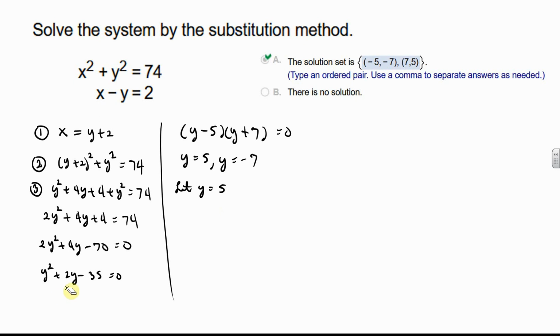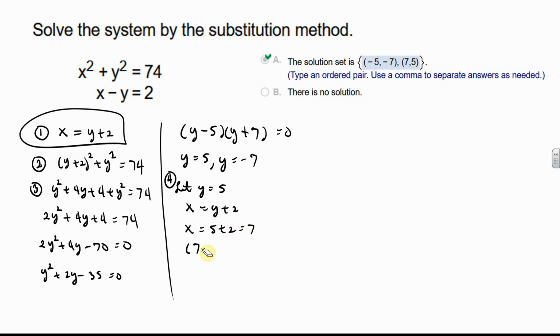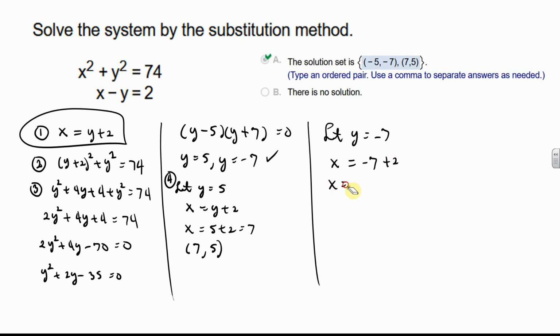This is step number 4. And I have here for step number 1, x equal to y plus 2. So I get x equal to 5 plus 2, that's 7. So the point there is 7 comma 5. And then also let y equal to negative 7. And I get x is equal to negative 7 plus 2, x is equal to negative 5. So the point there is negative 5 comma negative 7. Does that match up? Negative 5, negative 7, yes, and 7, 5.